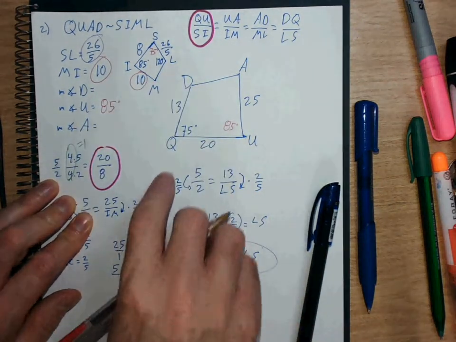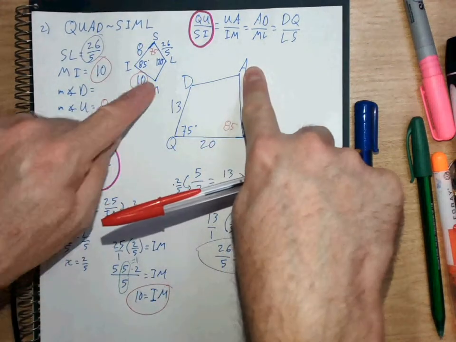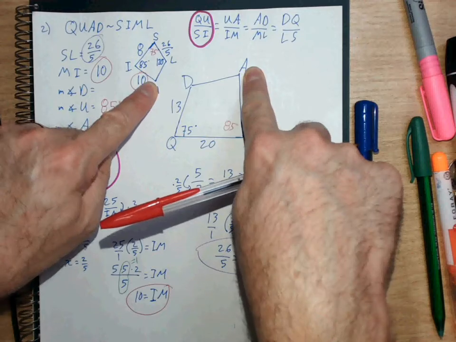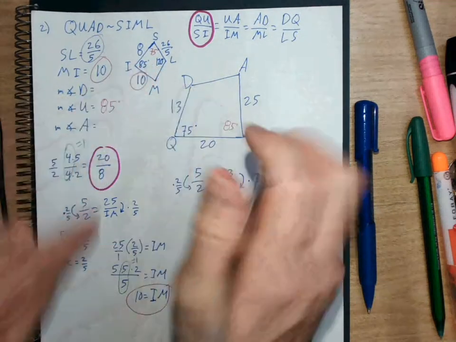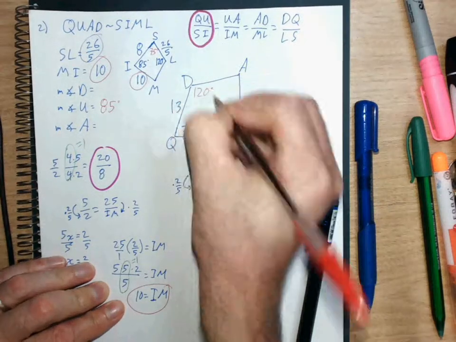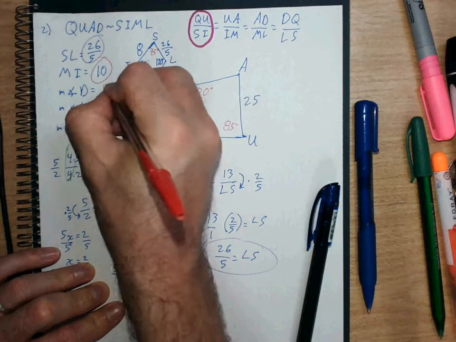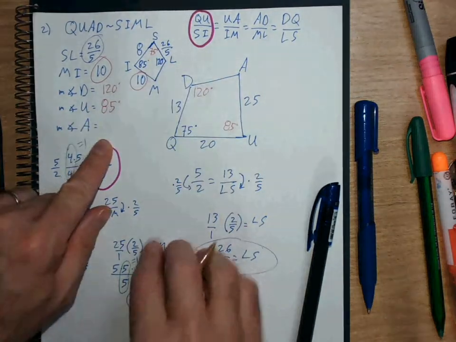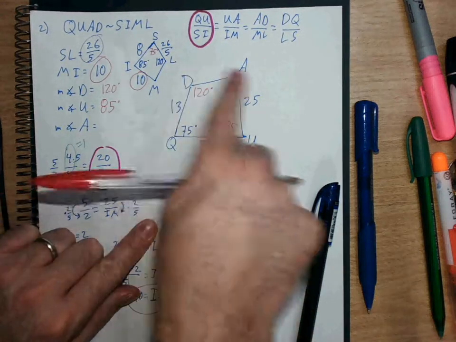Awesome. A corresponds to M. We don't have either of those, so we'll have to come back to that. And then D corresponds to L. We have that one. That's 120. Alright? So I can write that in right there. 120. So we need to figure out what A is here. Alright? And we have a quadrilateral.